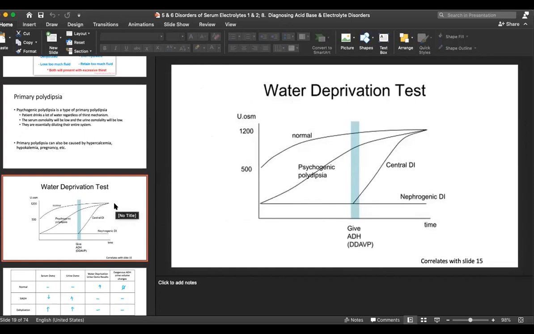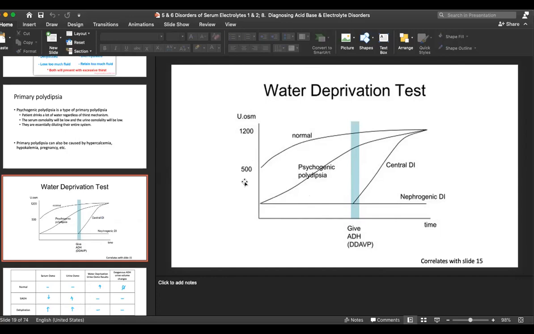So knowing this water deprivation test is important. What happens is the patient comes in and they're peeing a lot and thirsty and everything. And it's a lot of volume every time. That's important to know, not just dribbling. You take a urine and you check the osmolality. A normal person is going to have about 500 or more. And at that time, when they start the test, you tell them to stop drinking water.